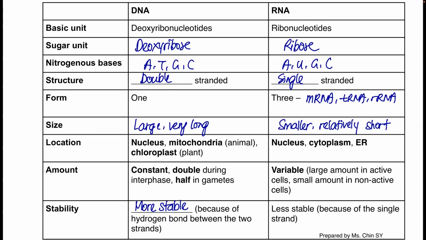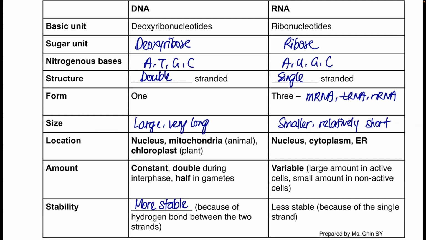In terms of structure, DNA is always double-stranded, and RNA is single-stranded. There's only one form of DNA, but for RNA we have three different forms, all structurally different. mRNA tends to be a floating single strand with no secondary structure. But tRNA, as you see, folds upon itself to form a clover shape. rRNA is incorporated as part of the ribosome and serves a structural function.